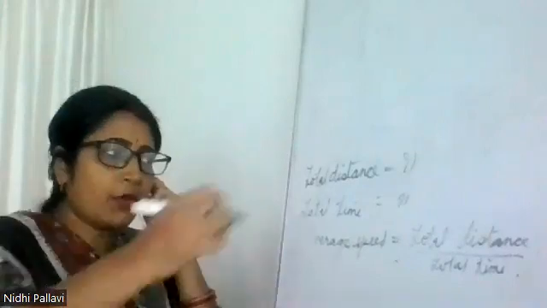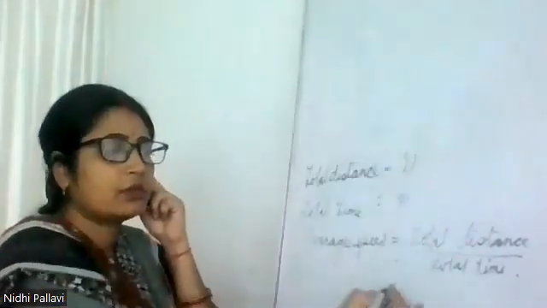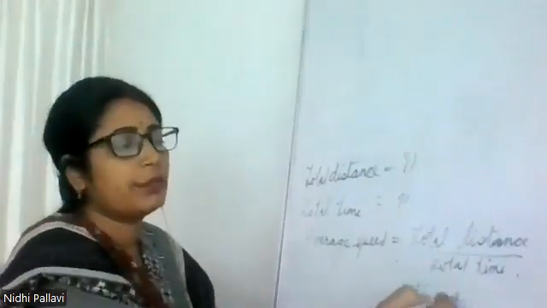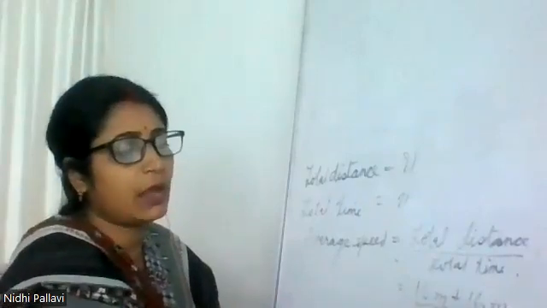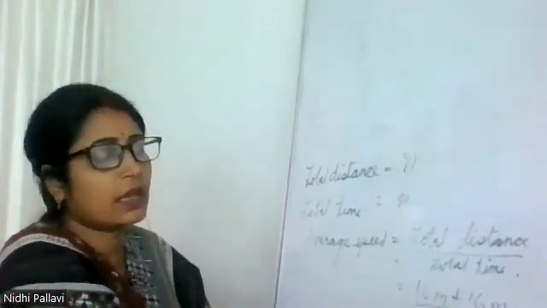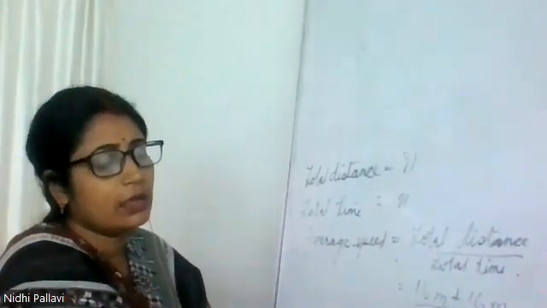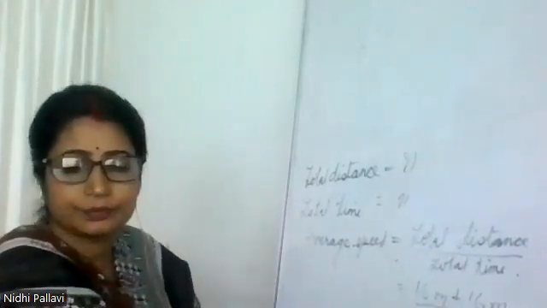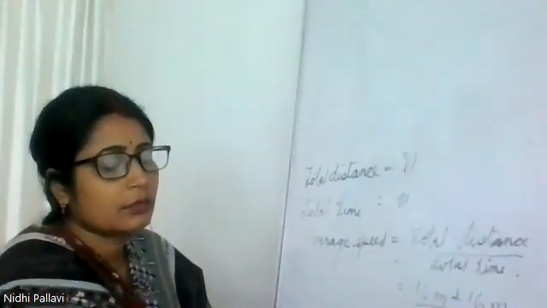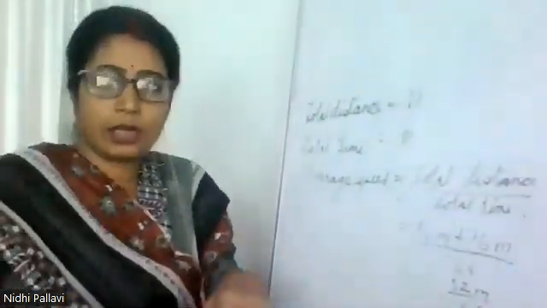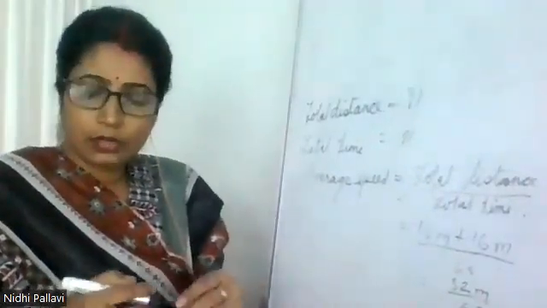So what will the total distance be? What is given? 16 meters plus 16 meters, divided by 4 seconds and 2 seconds, right? That is altogether 6 seconds. So 32 meters by 6 seconds, that is equal to what? What answer will come, ma'am? 5.33 meters per second. This is the answer. Okay. Next question.